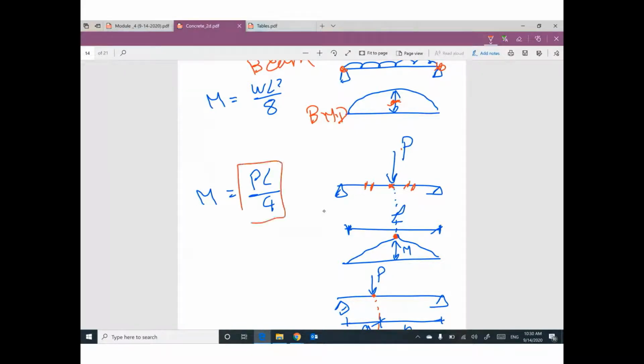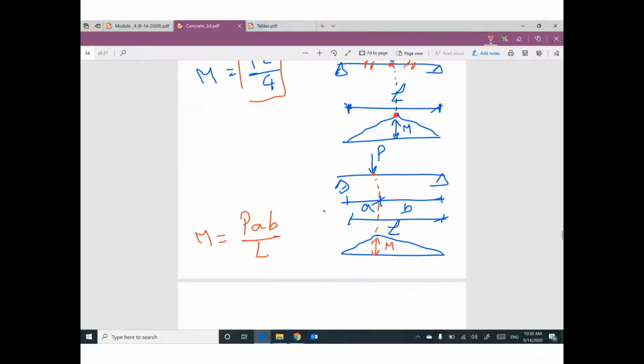your moment will be PL divided by 4. If you have concentrated load, but not at the mid-span, so we have distance A and distance B, and the total distance is L, your moment will be a triangle also. The vertex of the triangle is at the location of the concentrated load, and your maximum moment will be PAB divided by L.